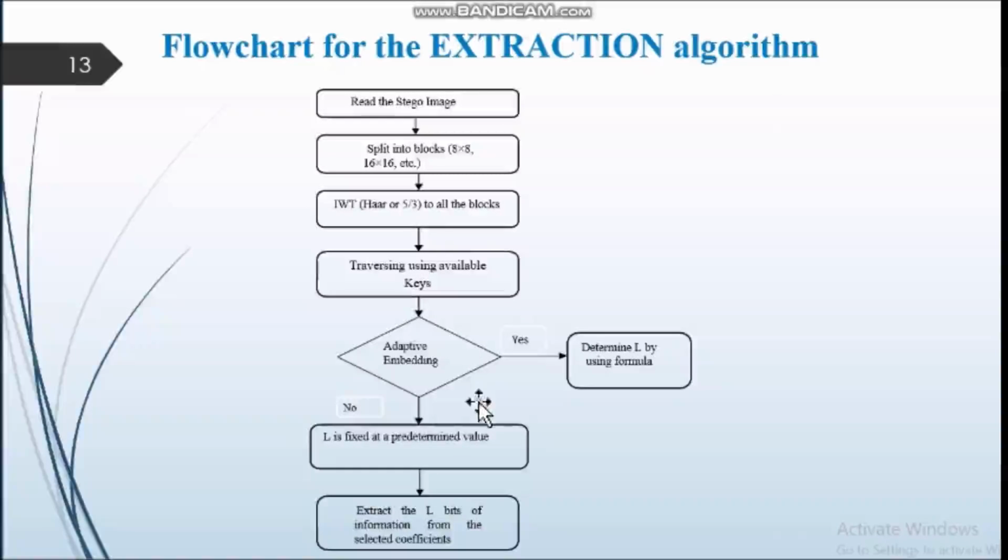L is fixed if it is not adaptive. Adaptive L is obtained through equation 4.13 or 4.14. Extract L bits from the coefficient.